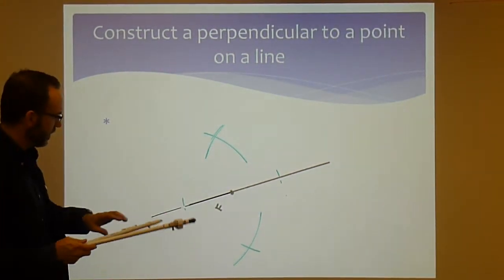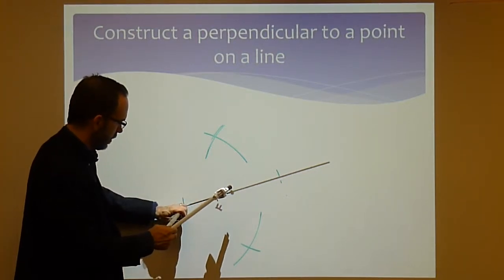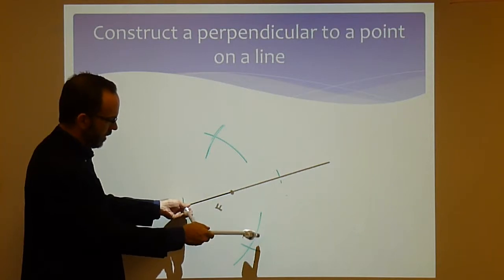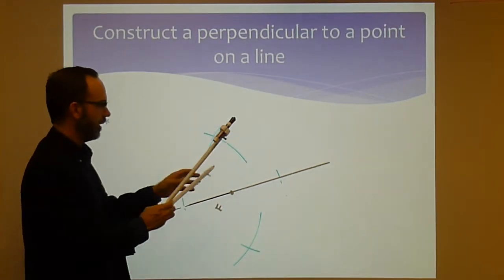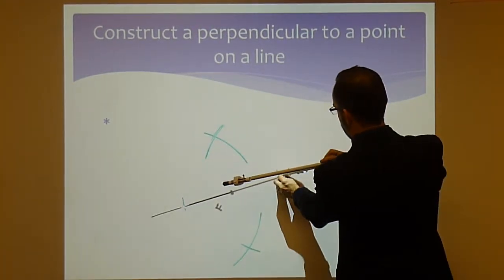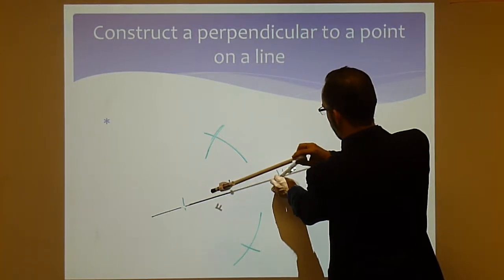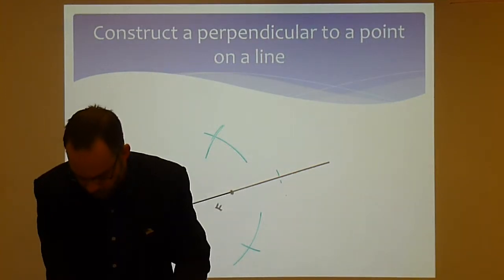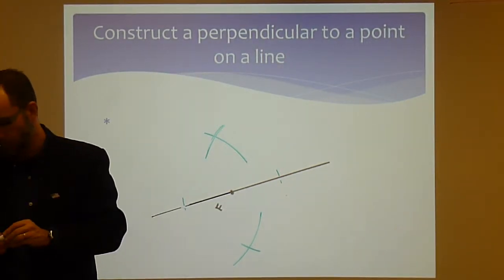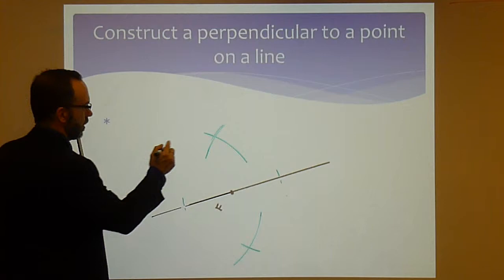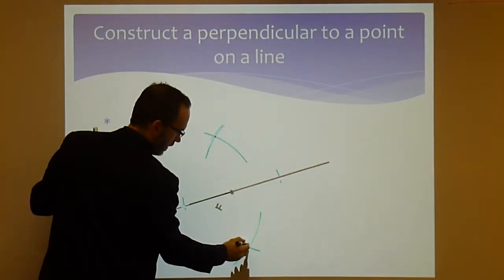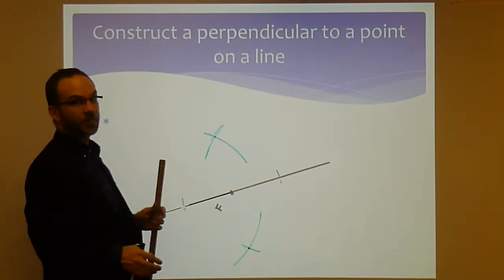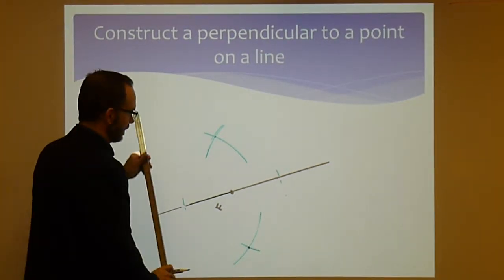Again, if you're using a compass, it would look like this. Spike on the one end where the first sweep was, open it up more than halfway, sweep above and below, then without changing it, move to the other side, spike on the point where you swept through the original line, sweep above and a sweep below. Now I want to connect this point and that point. That will give me a line that goes through F that's perpendicular to the original line.